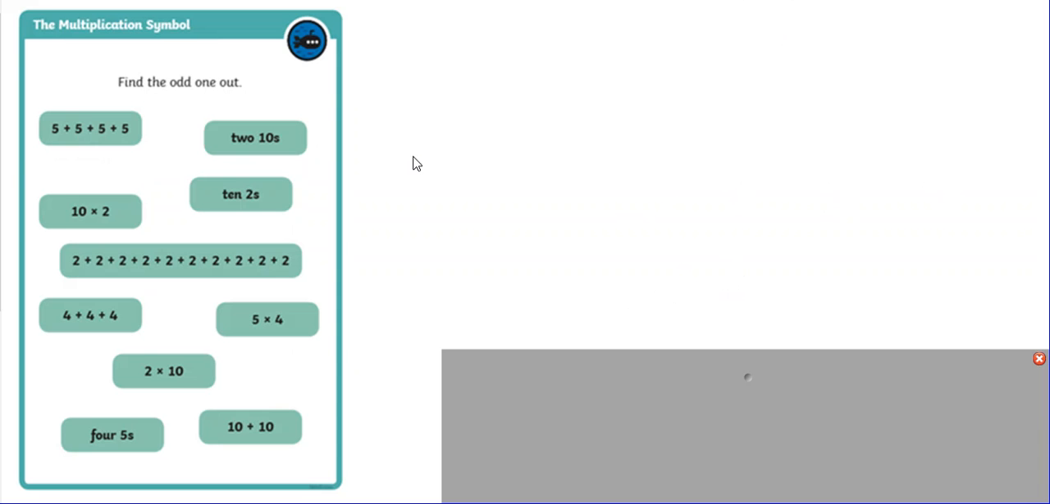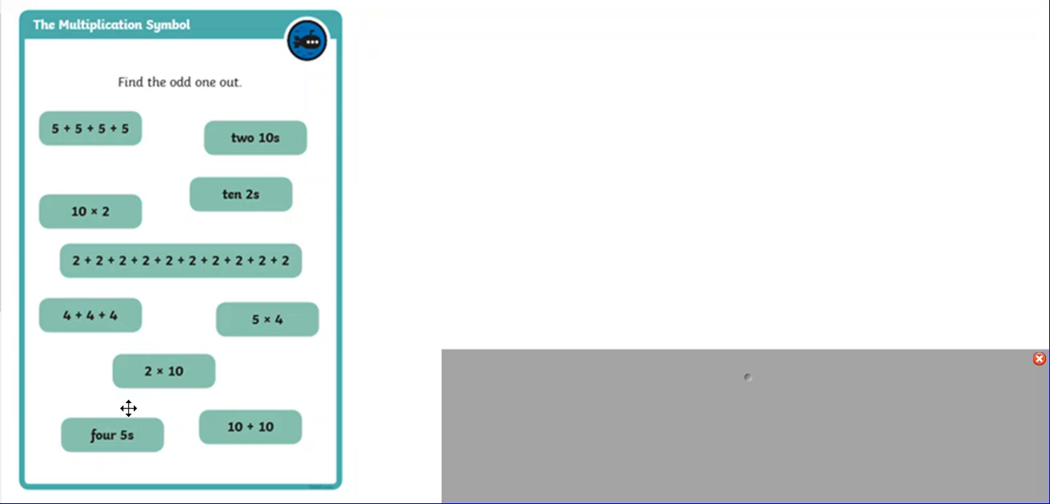Have a look at this one. So it says find the odd one out. So you've got 5 add 5 add 5 add 5, 10 times 2, 2 add 2 add 2 add 2 add 2 add 2 add 2 add 2 add 2 add 2, 10 twos, 2 tens, 4 add 4 add 4, 2 times 10, 4 fives, 10 add 10, 5 times 4.